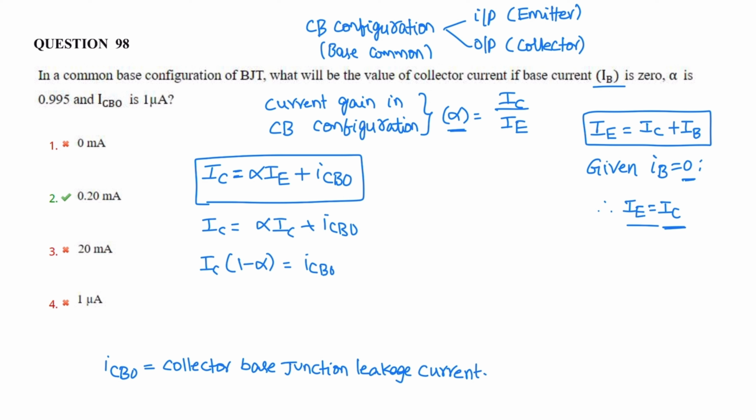Collector base leakage current is 1 microampere, 10 power minus 6, times 1 minus 0.995. So its value is 0.2 milliampere. So collector current IC is 0.2 milliampere. What is the value of collector current is the question. The correct option is 2. Next question.